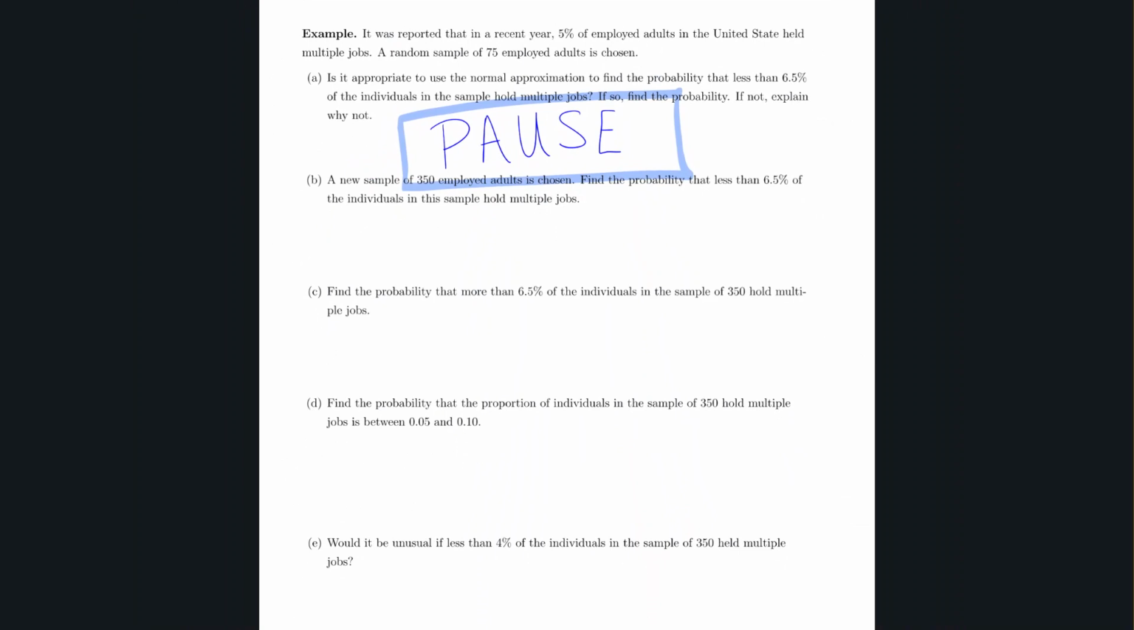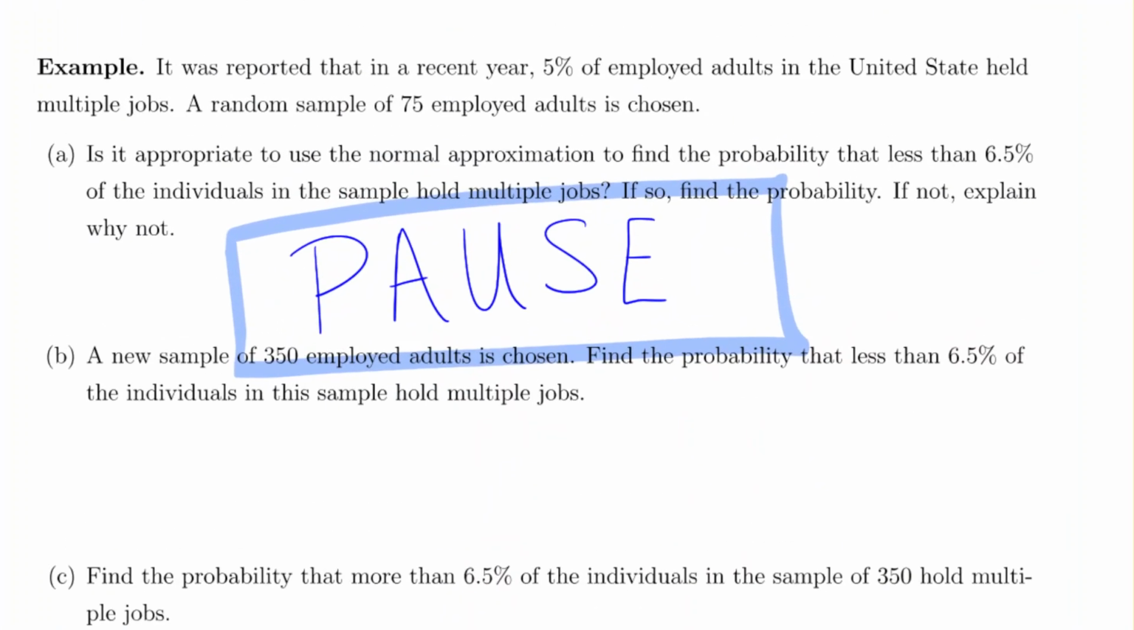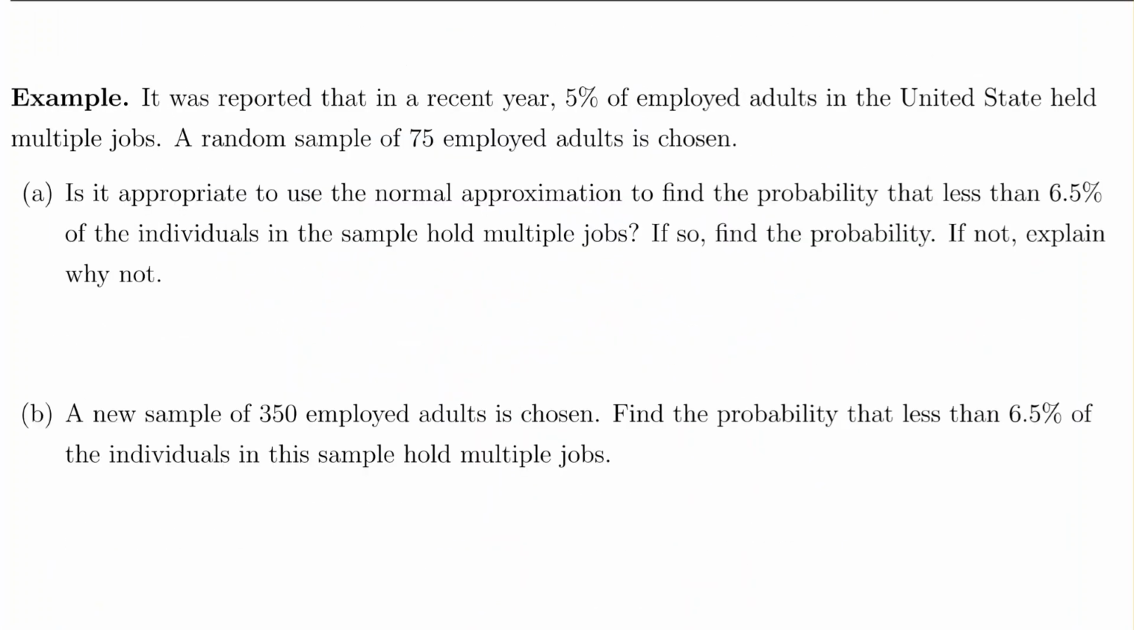Okay, let's zoom into parts A and B first. Our example states it was reported that in a recent year, 5% of employed adults in the U.S. held multiple jobs. A random sample of 75 adults is chosen. So here my sample size n is 75. As I gather more information, I'll start writing things down as well. Is it appropriate to use a normal approximation to find the probability that less than 6.5% of the individuals in the sample hold multiple jobs? If so, find the probability. If not, explain why not.